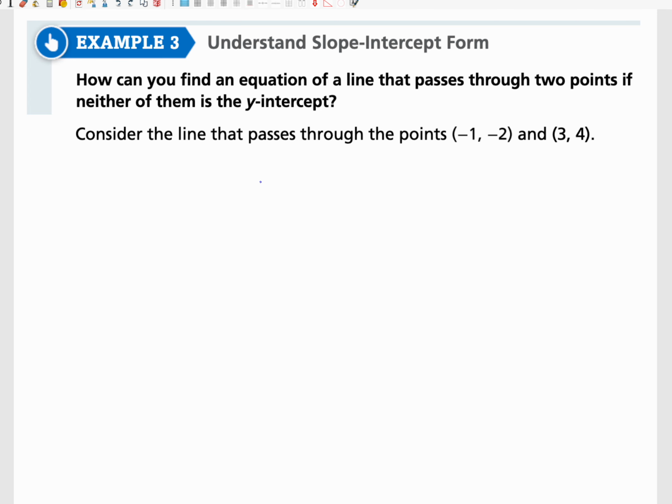All right, and here's an extension, so what if we don't have a graph? Can we still find the slope and the y-intercept of 2 points? Yeah, without a graph.